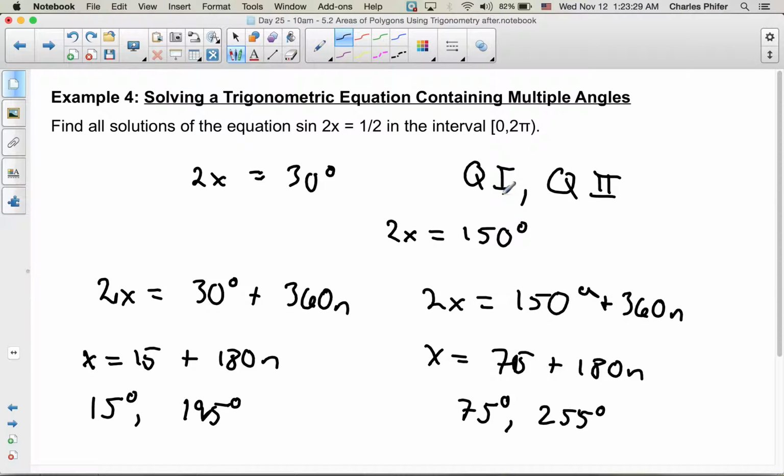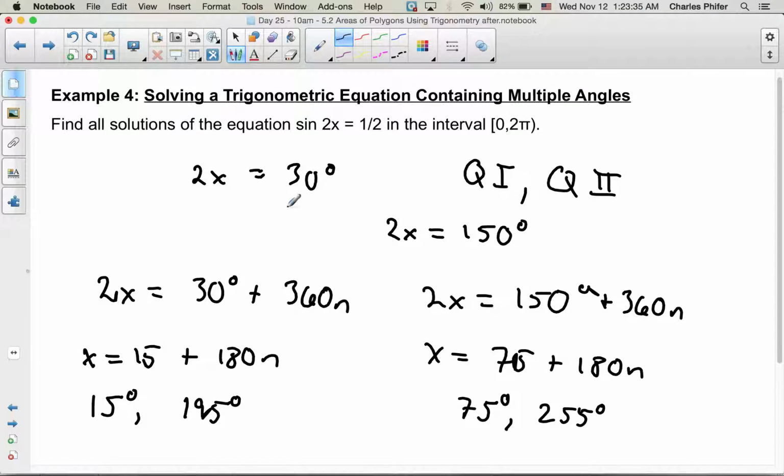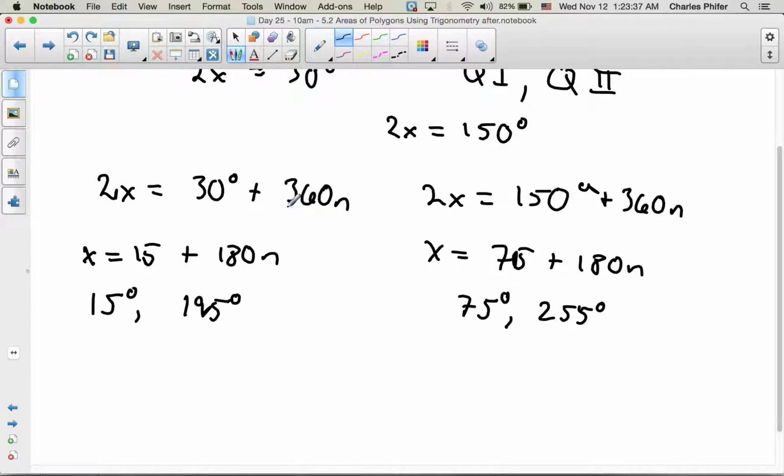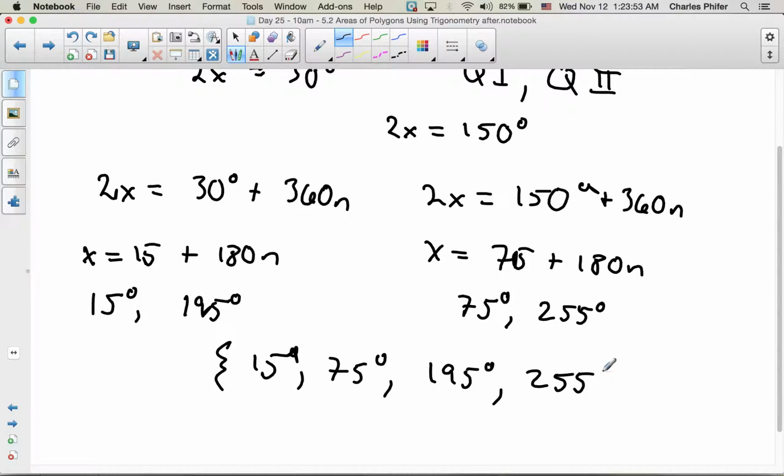Basically, we just need to convert all of these degrees, and let me put them in ascending order. So the solutions are 15 degrees, 75 degrees, 195 degrees, and 255 degrees.